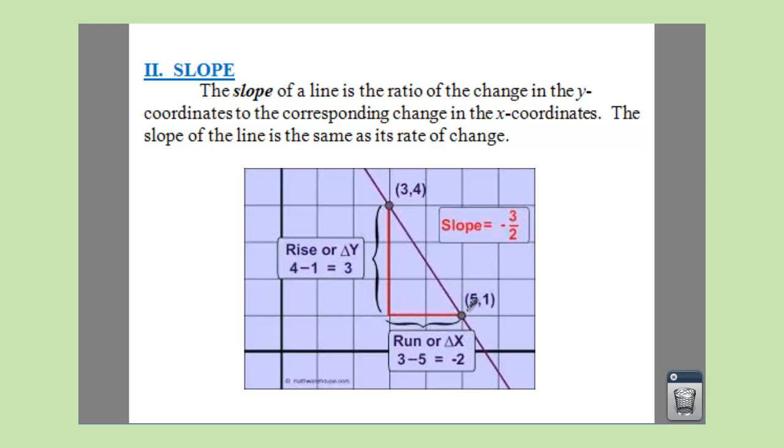So if you want to look at your slope, well, you're changing your y, in this case it goes from 4 to 1, that's a 3. But then here is a 2, that's your change here. But also keep in mind that it is a line going down from left to right, so it is negative.